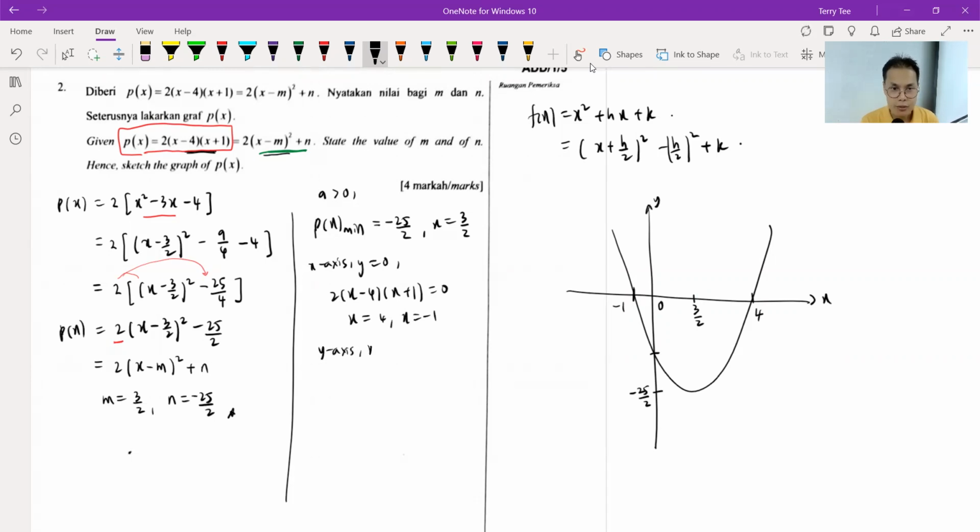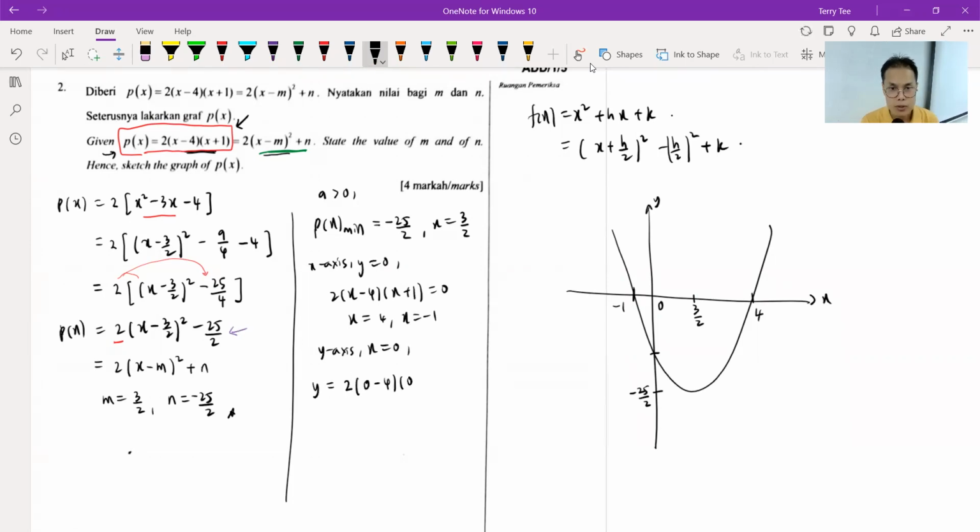At the y-axis, x is 0. Here we can substitute into any form you want. You can use the factor form, or you can use your vertex form here. This is your vertex form, up to you. Maybe I use the factor form. I put 0 inside your y, or your P(x), which is the same as your y. I put 0 inside here too.